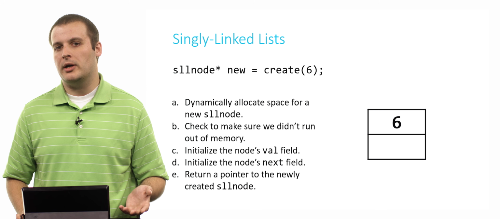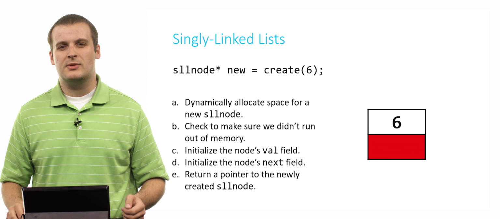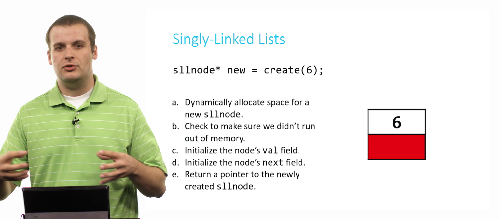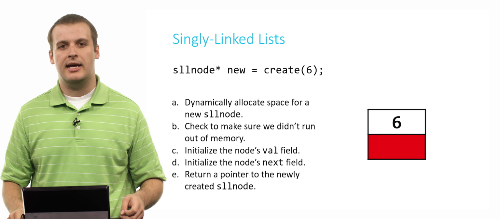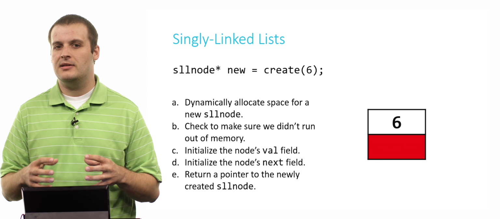Maybe we want to put a null pointer there, and I'll represent the null pointer as just a red box. We can't go any further. As we'll see a little later on, there will eventually be chains of arrows connecting these nodes together. But when you hit the red box, that's null. We can't go any further. That's the end of the list.